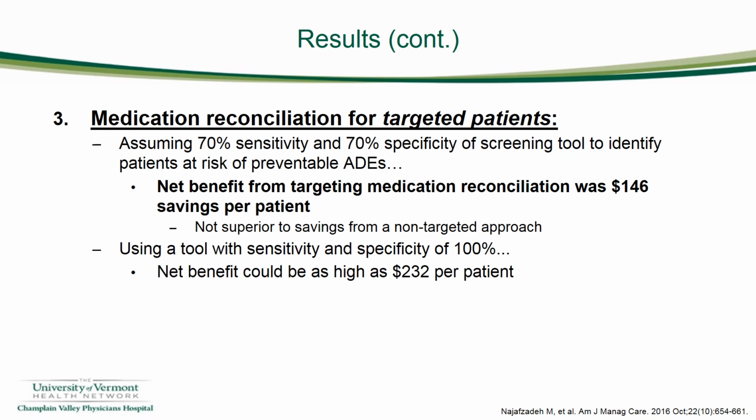However, they did do a couple different adjustments with the sensitivity and specificity of the tool, and they found that if they used a tool that was 100% sensitive and 100% specific, the net benefit could actually be as high as $232 per patient, which would exceed that of the non-targeted approach and the med-rec for the whole population.